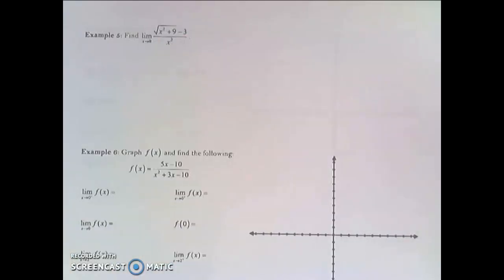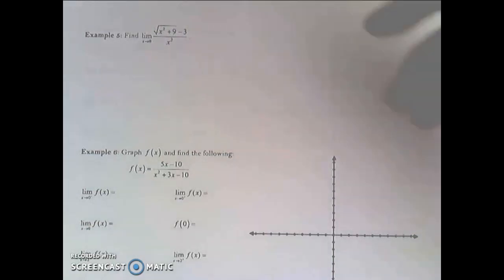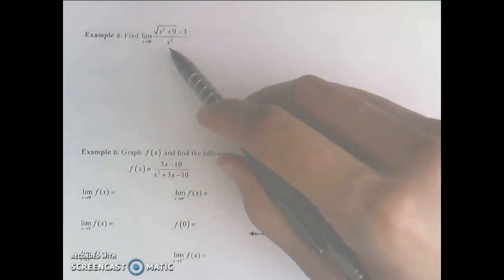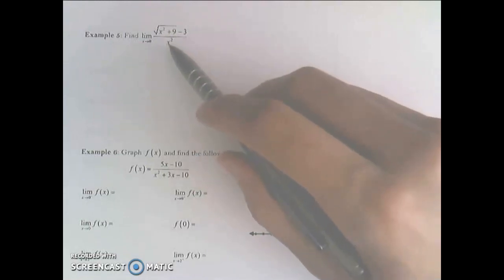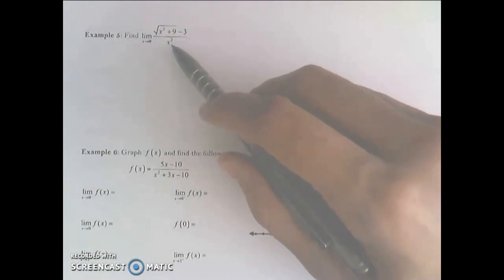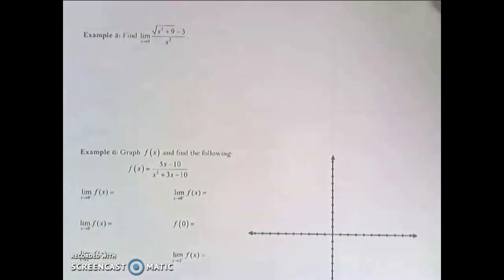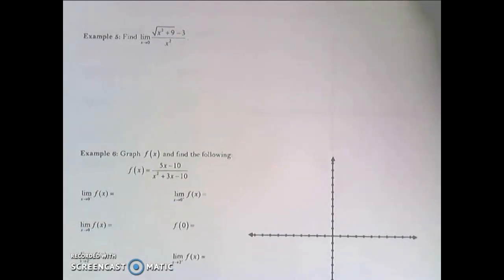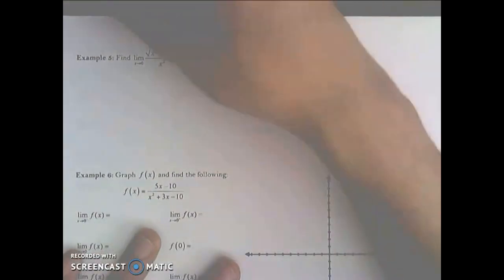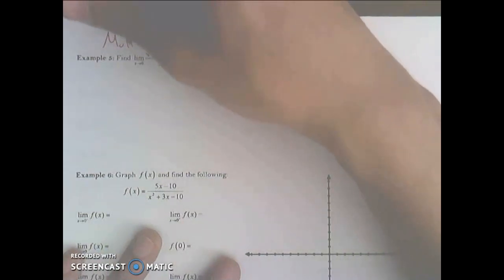A few more examples. Here we're trying to find the limit of this function as x approaches 0. We can try using direct substitution, but notice that when we plug in 0 for x, we've got 0 squared in the denominator. This is undefined at x equals 0. So we can't use direct substitution quite yet. We have to manipulate the function in some way. So I'm going to show you a trick, and this might be helpful.